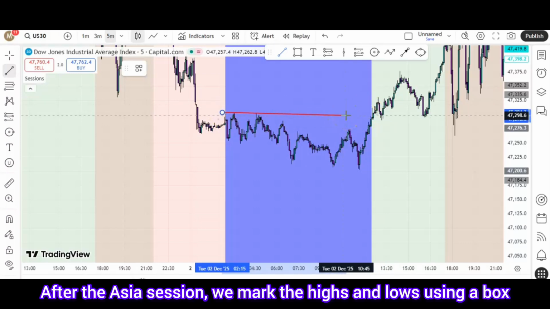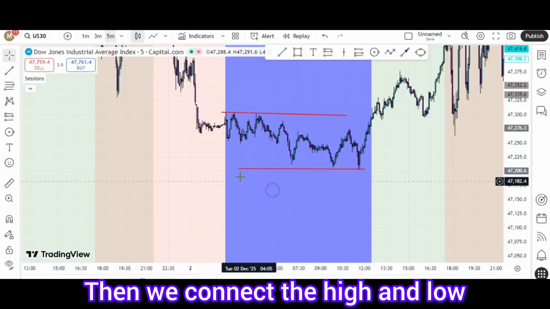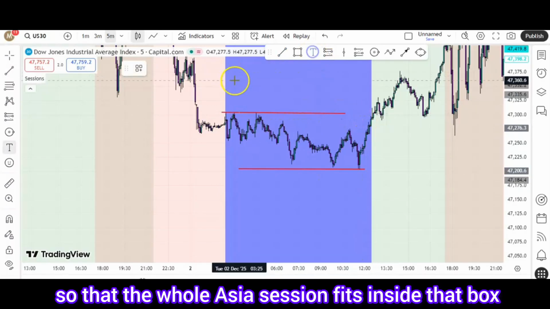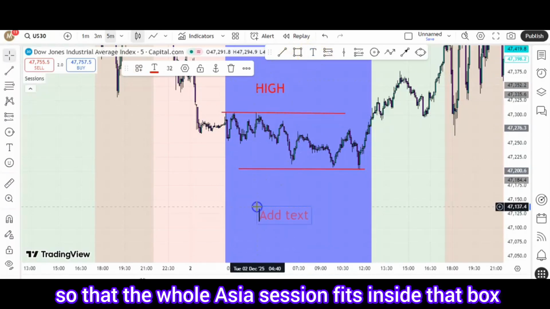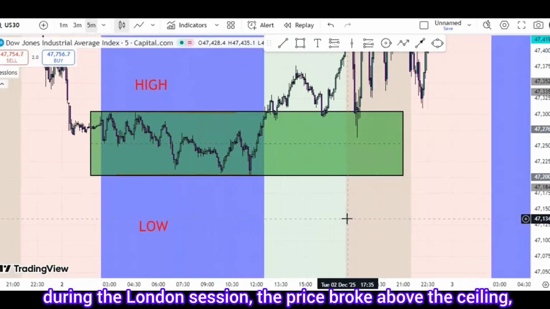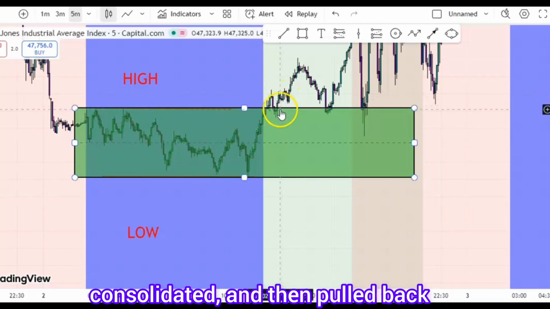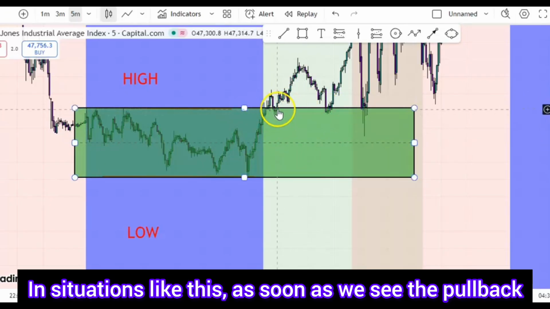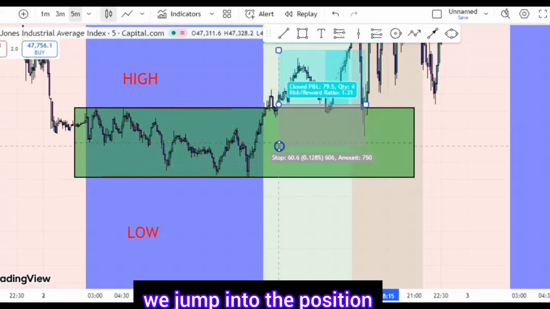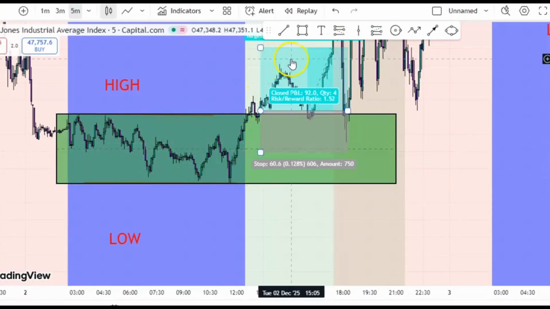After the Asia session, we mark the highs and lows using a box. Then we connect the high and low so the whole Asia session fits inside the box. During the London session, the price broke above the ceiling, consolidated and then pulled back. In a situation like this, as soon as we see the pullback, we jump into the position. Risk to reward ratio 1 to 1.5.